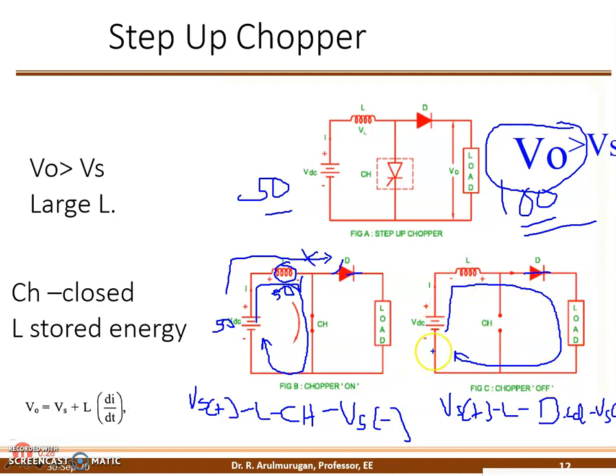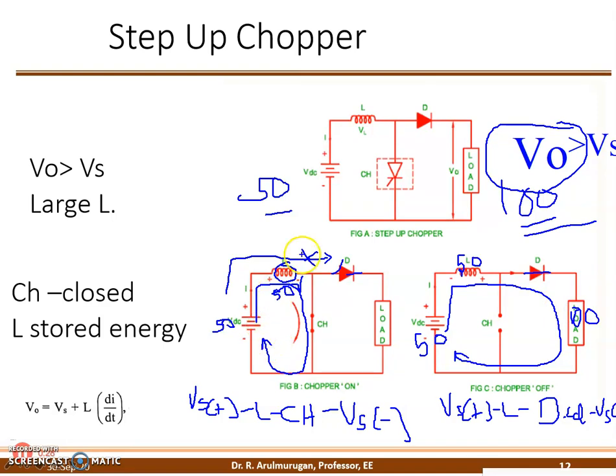So yes, it flows. What is the voltage of the input source? 50 only. The inductance is another 50. So totally two sources flow, one from the inductance and one from the source. 50 plus 50 is equal to 100. 100 volts goes to the load. That is why output is 100.